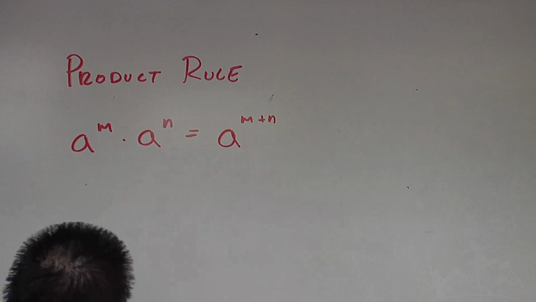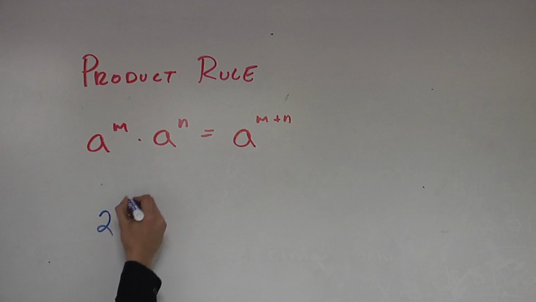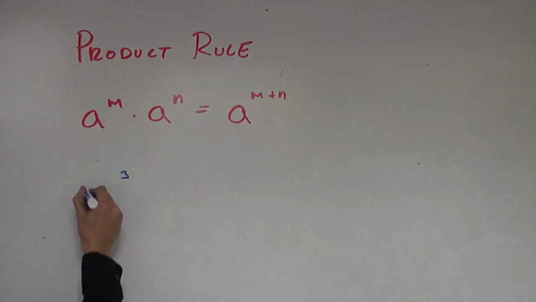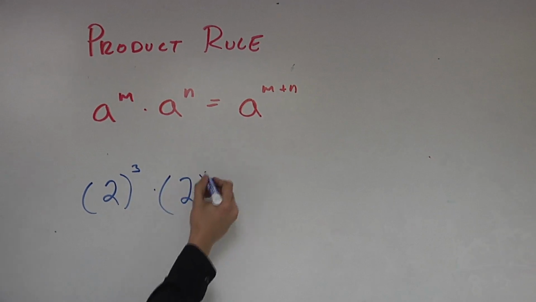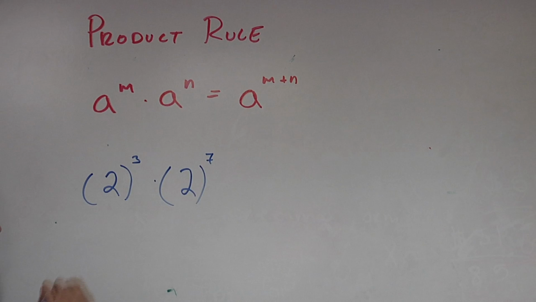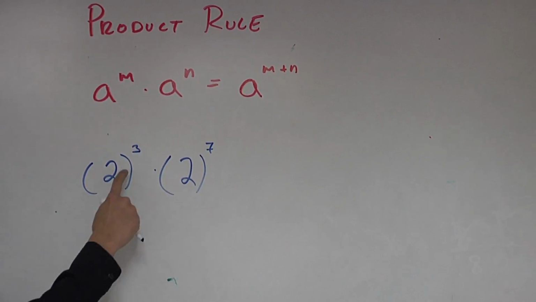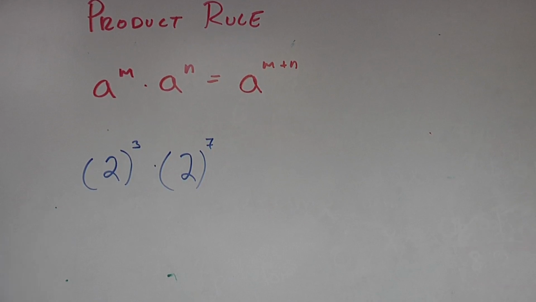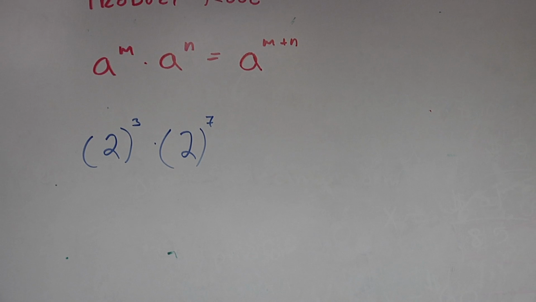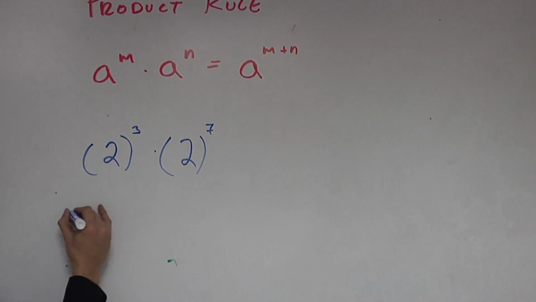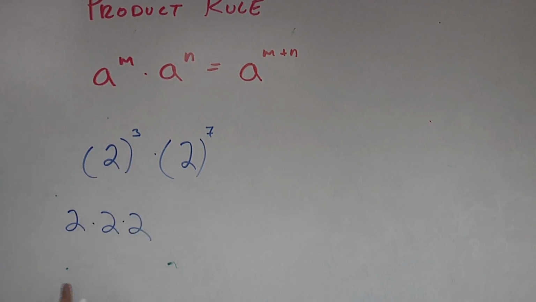So let's just make up an example. Let's say 2 to the third times, let's say, 2 to the 7. When we have something like this, what does 2 to the third mean? 2 times 2 times 2, kind of like the way you guys said it, instead of saying 8. It's this number times itself 3 times.